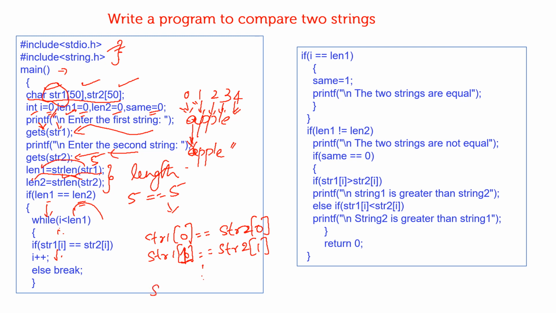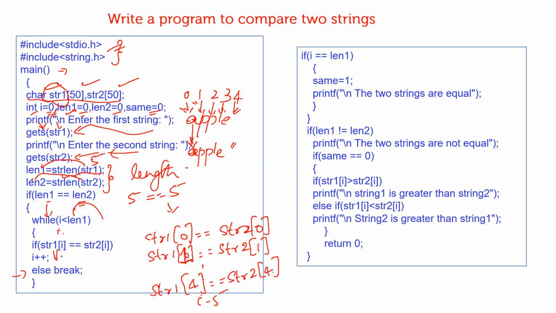So similarly this will happen till string 1 of 4 is equal to string 2 of 4. Yes, it is equal, right? It checks one by one. Then i will be incremented again. Now i will be equal to 5. Else, if it is not equal, then break.